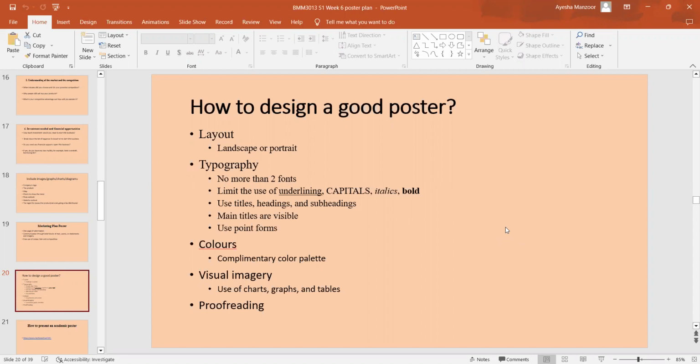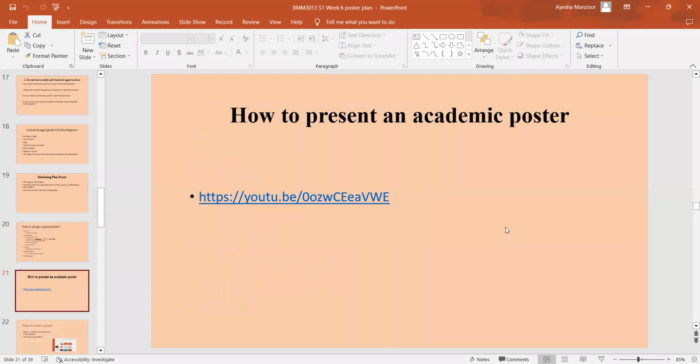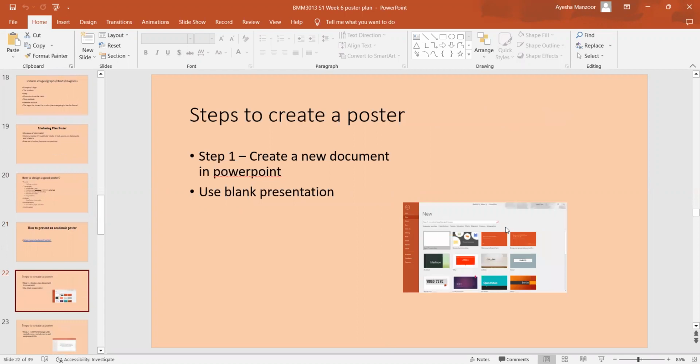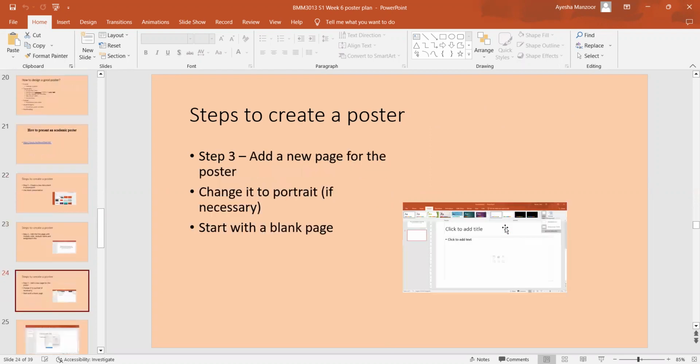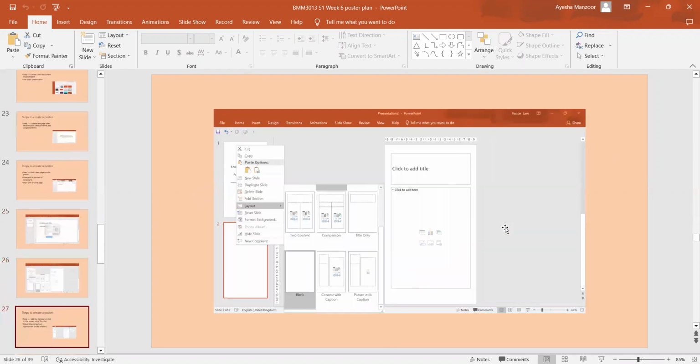And then colors. Colors should be complementary. It's all up to you what colors you want, and the visual images, whatever you want to put in your poster plan to make it attractive. It's all up to you, and do the proofreading as well. And on how to present an academic poster, there is a video which students can watch to get an idea of how they can present in front of the class. And the steps for how they can create a poster were discussed in class. I will not discuss it here as the video will be too long.